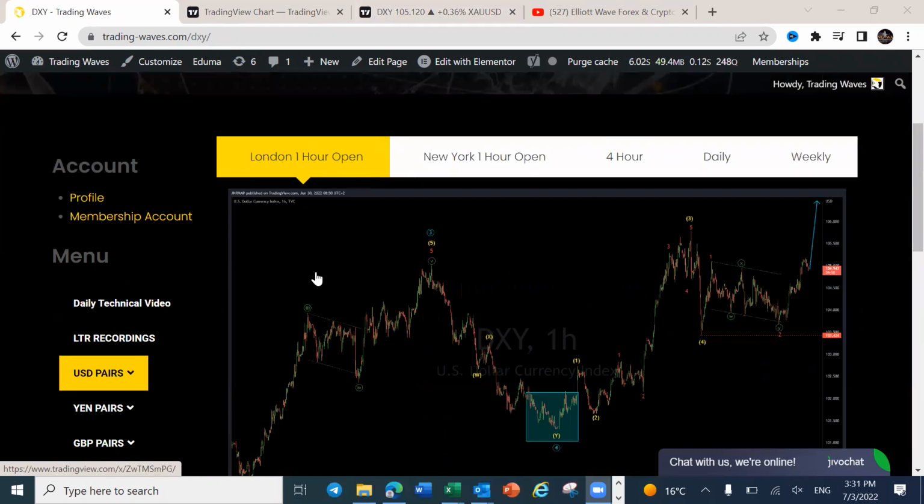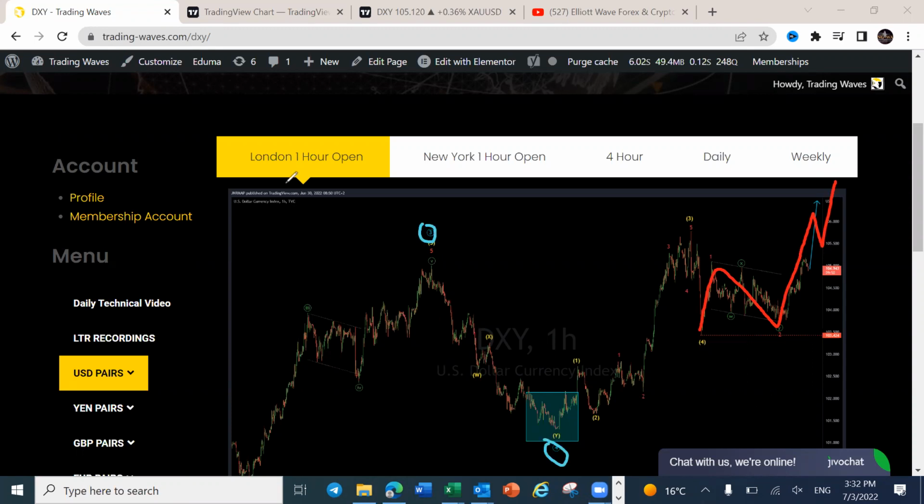DXY, so look at that. It is also making this 1, 2, 3, 4, 5. So that's the idea with the DXY. Okay, so there are 3 degrees here with the DXY. If you remember with the euro, we had wave 3, 4 in the yellow degree, but here we've got it in the blue degree. That's fine.